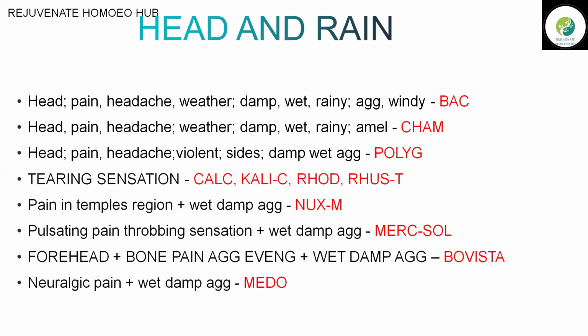Head pain, whether damp, wet, rainy aggravation, very windy aggravation, the remedy is basilinum. Head pain, headache, whether damp, wet, rainy amelioration is chamomilla. See here, head pain which is ameliorated by damp weather is chamomilla, and which is aggravated by wet weather is basilinum. Now, what is the role of basilinum in homeopathy? Actually I added some gist of remedies so that I can give you some clinical tips on how to prescribe.